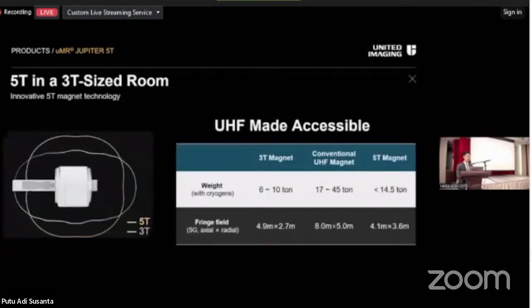Coming back to the siting requirements, we can see that earlier generations of 7 Tesla are very, very heavy. In terms of the weight and the 5 Gauss line, the 5T is very similar and comparable to the 3T. So again, generally a 5T can be installed in a 3T room. So if you have a 3T scanner and you wanted 5T, that's probably not an issue.